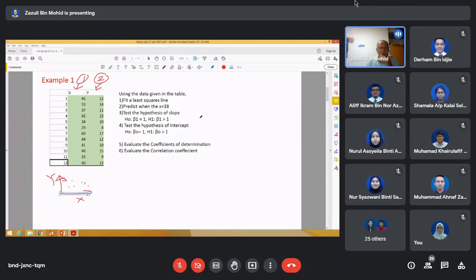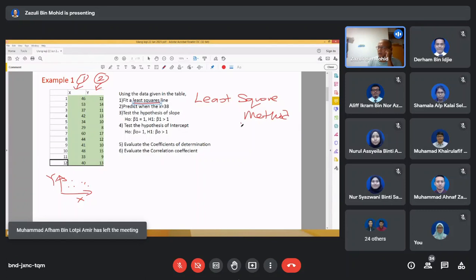But in this chapter, it's about linear regression. So for linear regression, we have to do it using the least square method. In chapter 5, you have the linear regression, and the method is called the least square method.